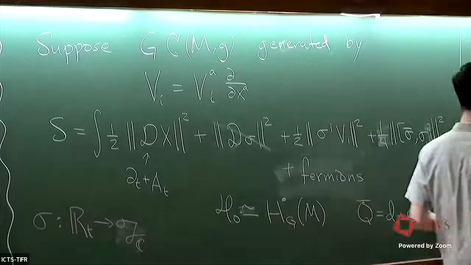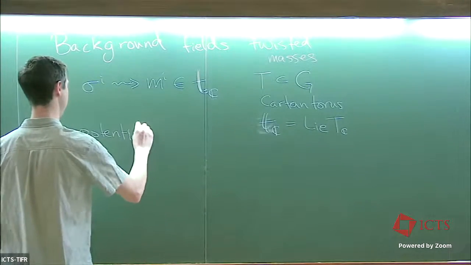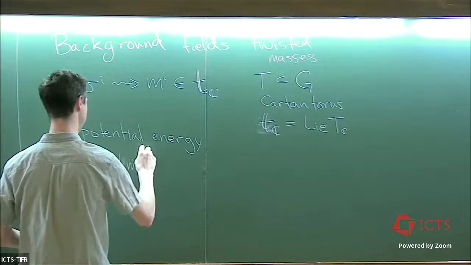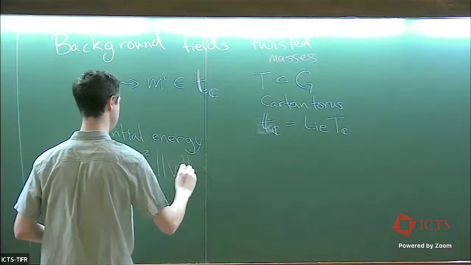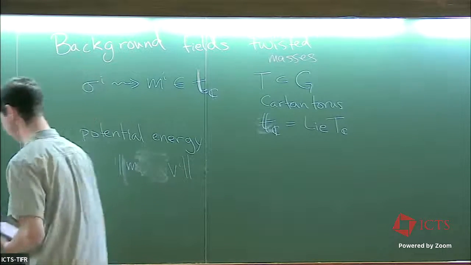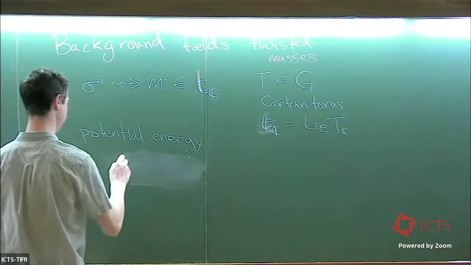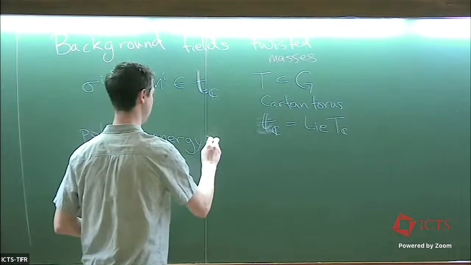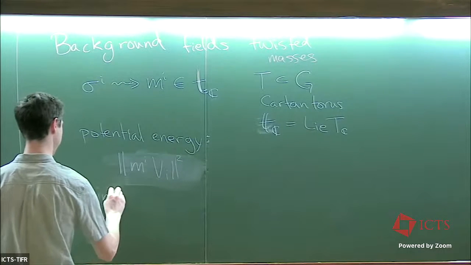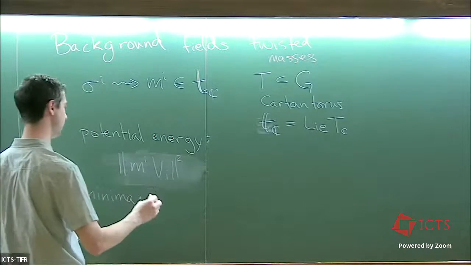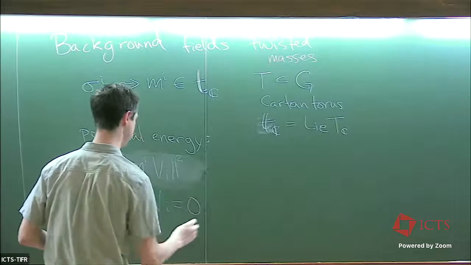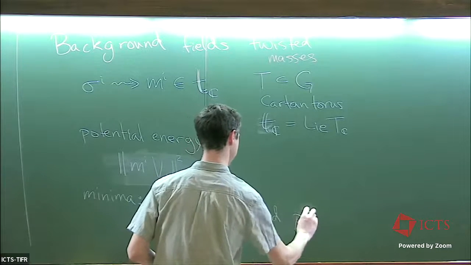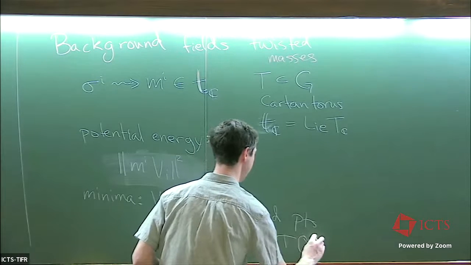In particular, we're going to have a potential energy given by the norm of M times the norm of the V I's. All right, I'll just write it like this. Should be using an eraser. M I V. And so minima of this potential energy, the zero energy configurations, are going to be where these vector fields vanish, which of course correspond to fixed points of the T action on M.